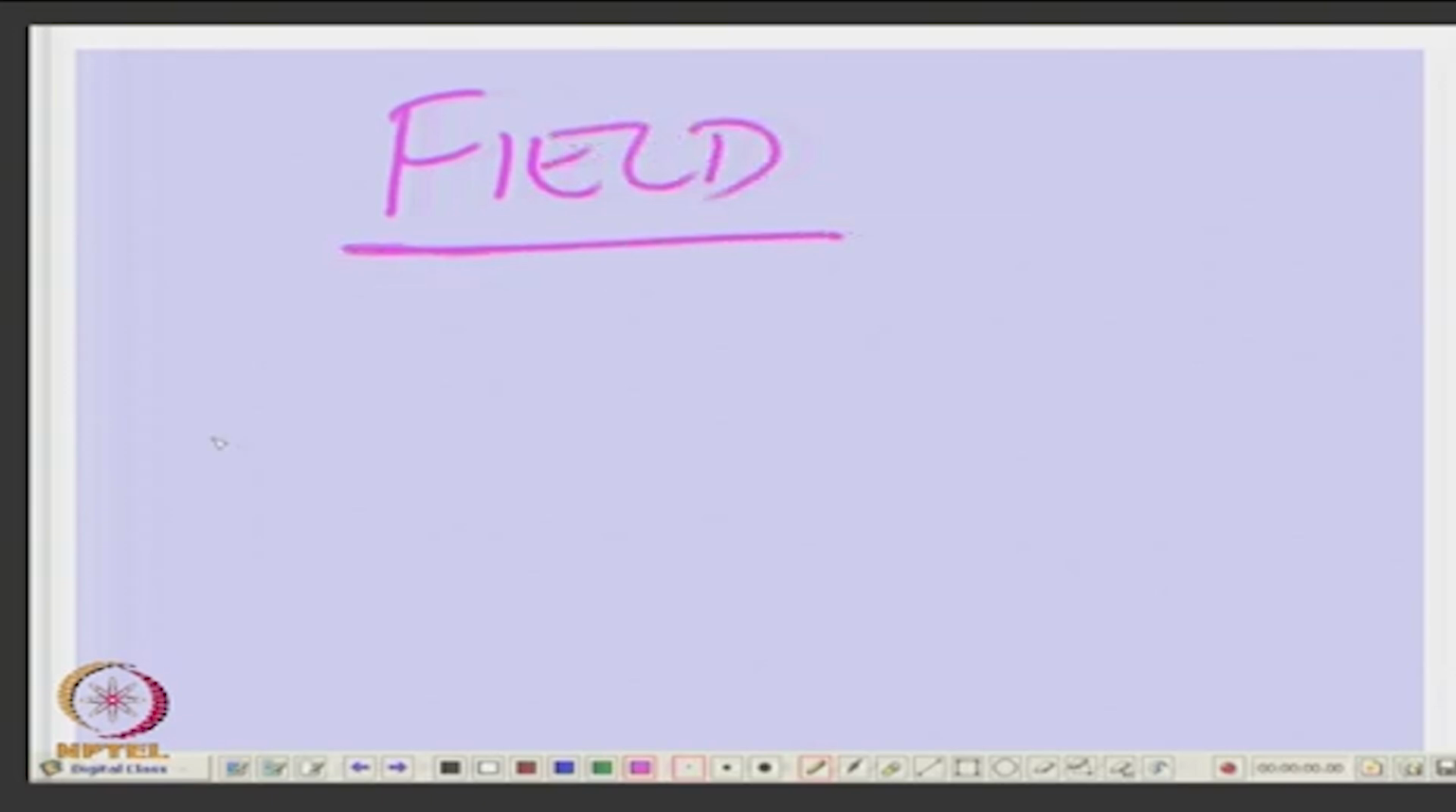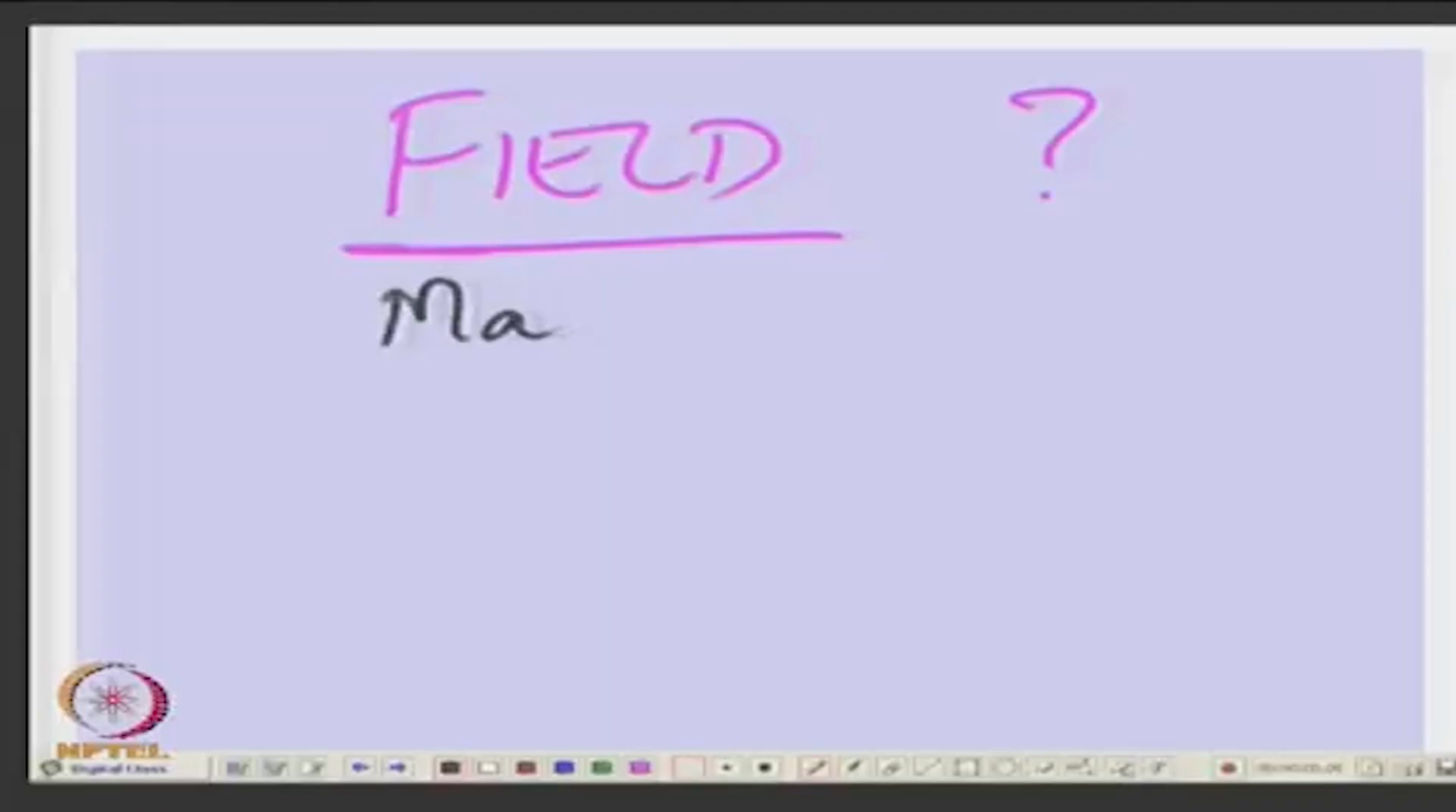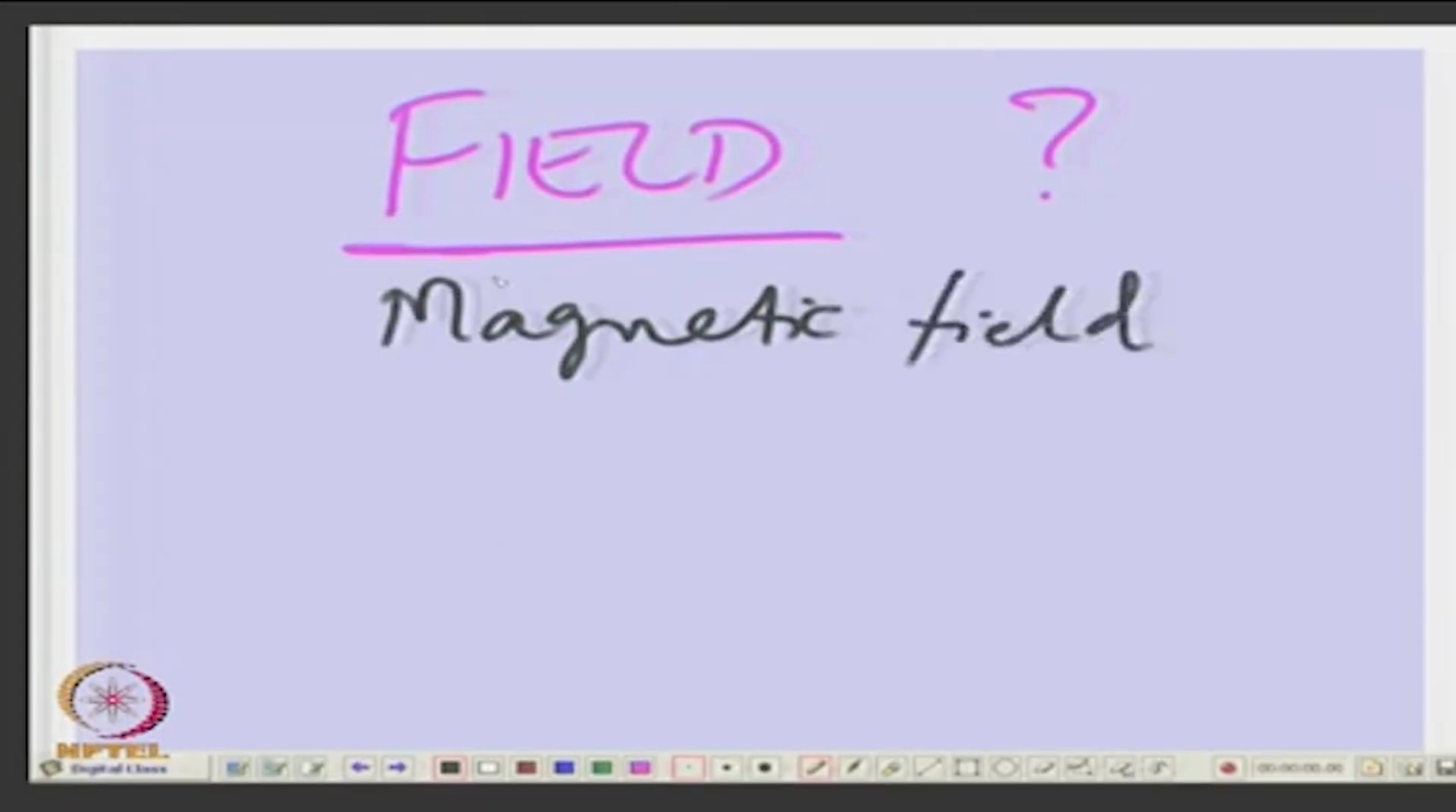We always talk of field. What is a field? What do you mean by a field? What is a magnetic field? See, we always talk of, of course, there are a lot of fields, we also talk of magnetic field. What is a magnetic field? Right. Now, the field has different quantities. We have B, we have H, we have phi, you have F. These are the terms we use for denoting a magnetic field.